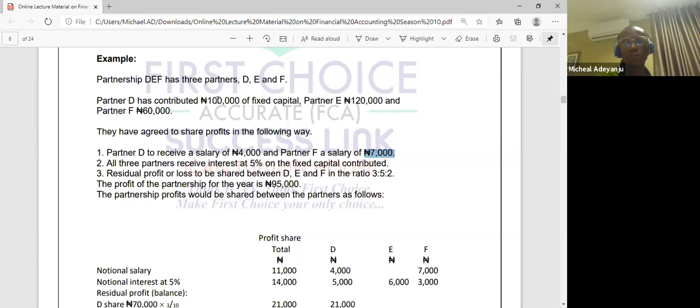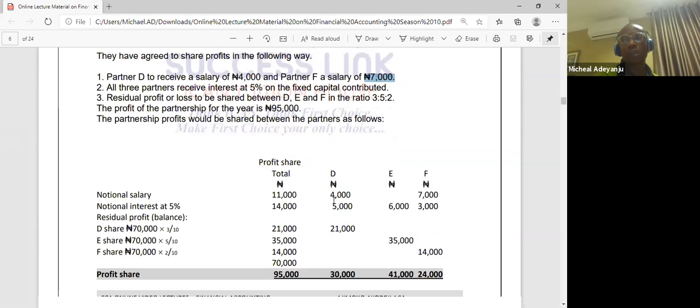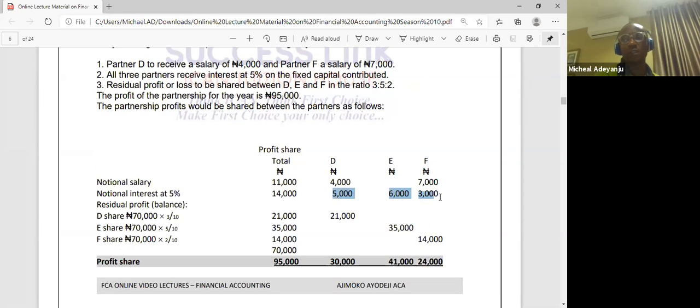E contributed 120,000. What is 5% of that? 6,000. And partner F contributed 60,000. And what is 5% of that? 30,000. So that was how they came about this 30 figure of notional interest.